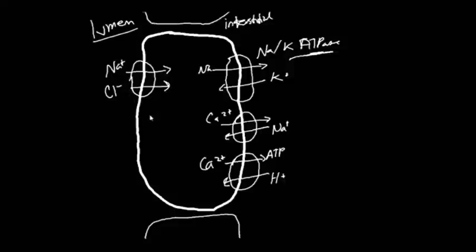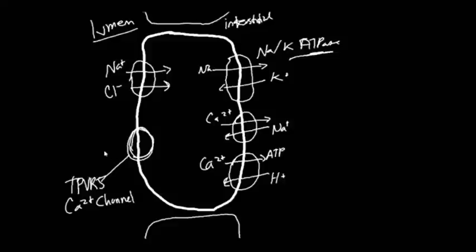Then also we've got a channel here. And this is going to be called the TRPV5 channel, the TRPV5 calcium channel. What this is going to do is allow us to move calcium into the cell. So look here, we're using ATP to actively drive calcium into the interstitial space, which creates a vacuum inside the cell. So we're going to use a calcium channel to bring calcium from the lumen into the cell so we don't lose the calcium.